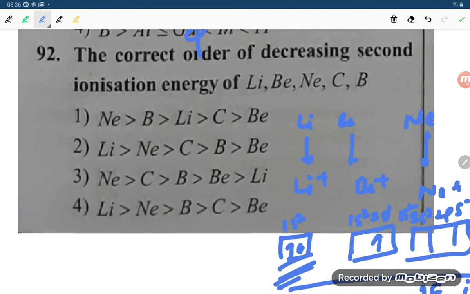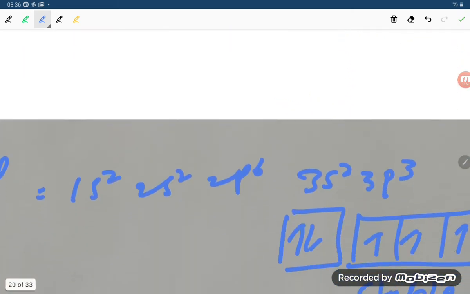So if you are talking about the option lithium, neon, boron, carbon, beryllium, option number 4 will be the correct option, students. Now let us move to the next problem.